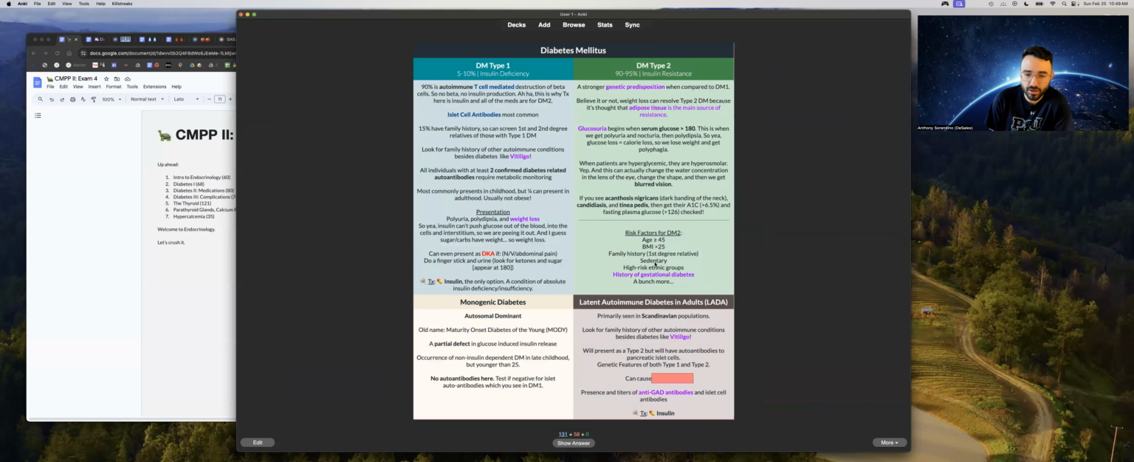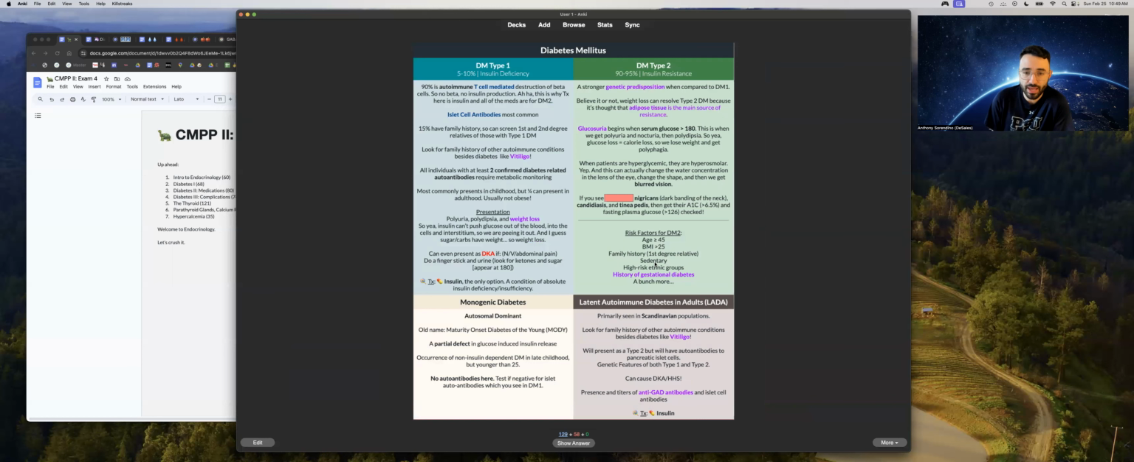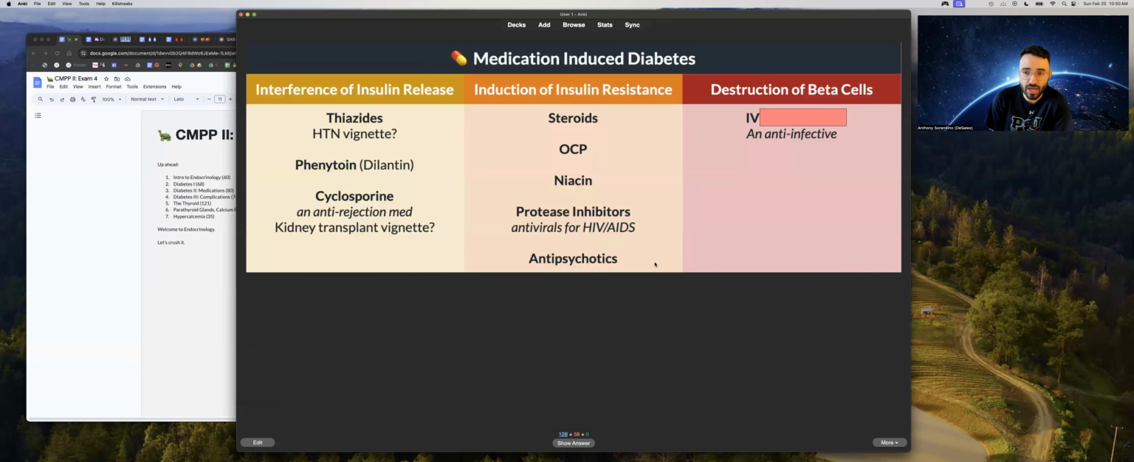Can cause, LATA can cause what? Oh, like DKA and HHS. Yeah, that's big. Screening for type 1 DM, first and second degree relatives with individuals with type 1, you want to do antibody testing, autoantibody testing. If you see blank acanthosis, destruction of beta cells, IV.